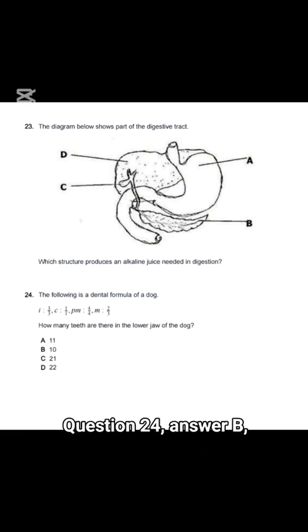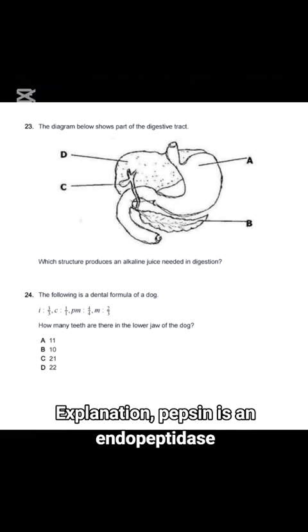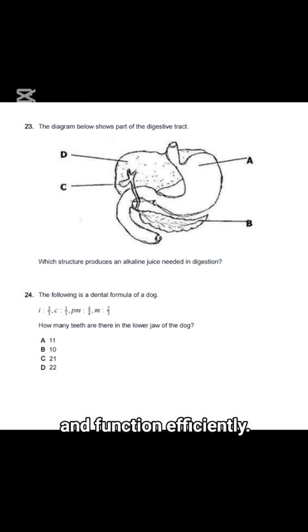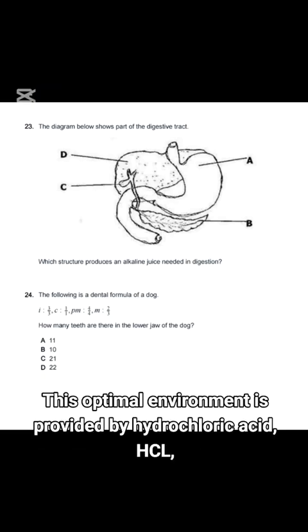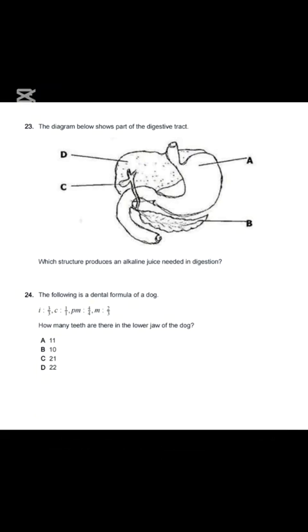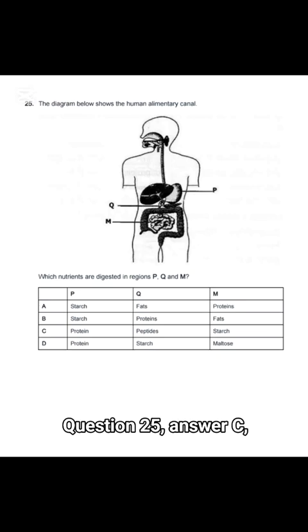Question 24. Answer: B. Gastric juice. Explanation: pepsin is an endopeptidase that requires a highly acidic environment to become active and function efficiently. This optimal environment is provided by hydrochloric acid, HCl, which is a key chemical component of gastric juice secreted by the stomach lining.